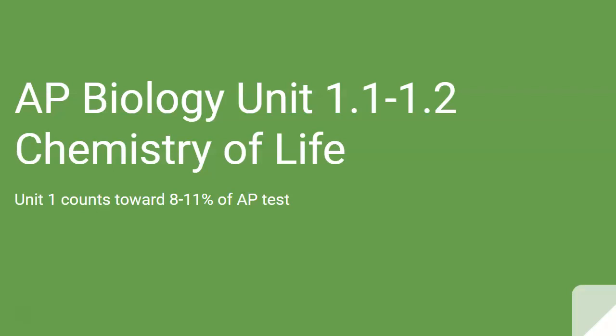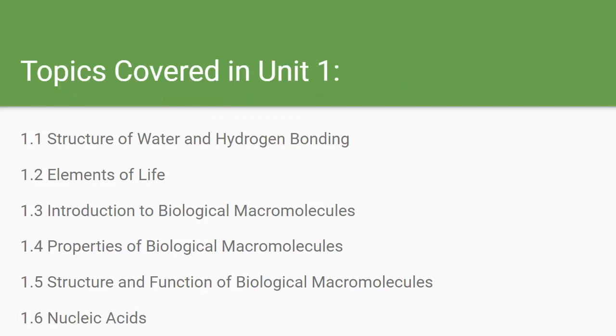It's the chemistry of life, so it focuses on water as the main source of life, as well as carbon. And just thinking about this in the bigger context, Unit 1 is going to count for about 8 to 11% of the AP test at the end of the year. So as I mentioned, we're going to talk about water in this one, hydrogen bonding, and the other elements of life. And then subsequent PowerPoints will cover the other elements related to Unit 1. But really the bulk after this is going to just be about biomolecules, which we'll get into later.